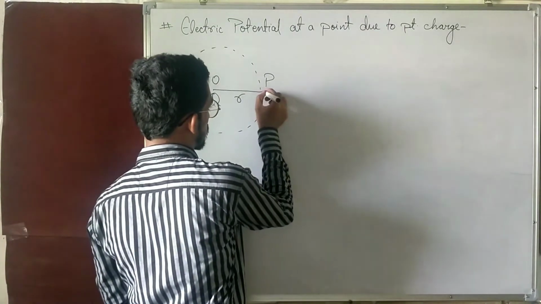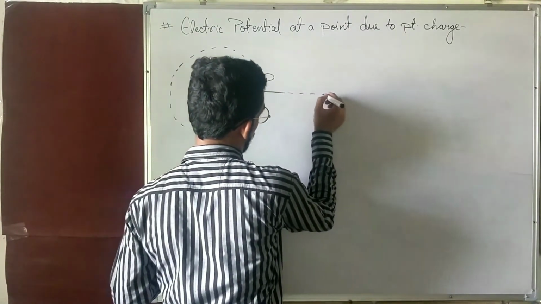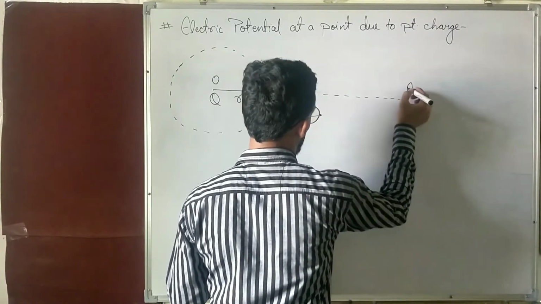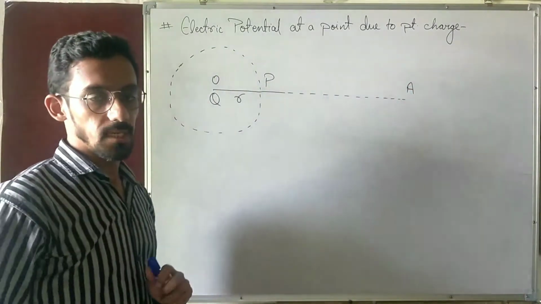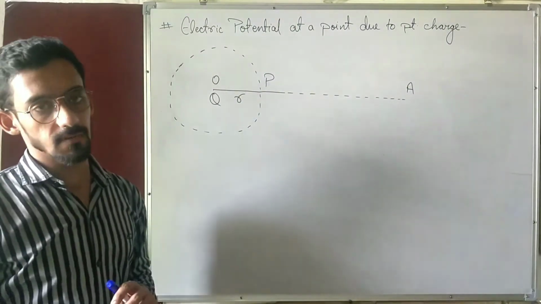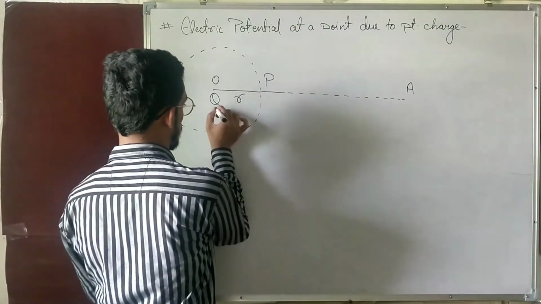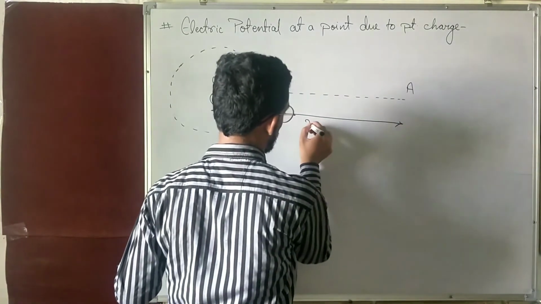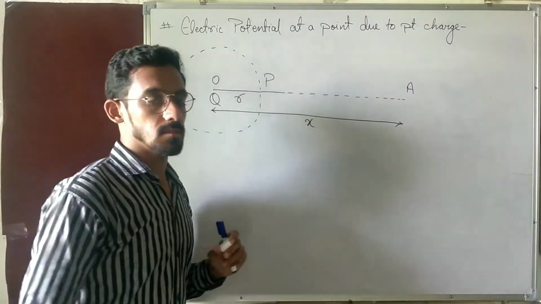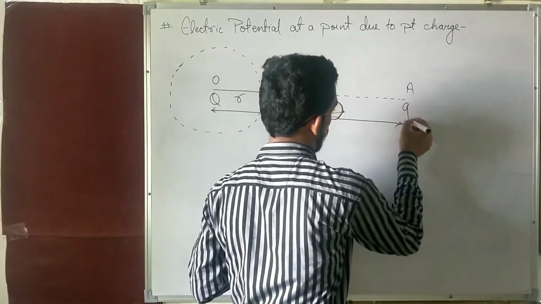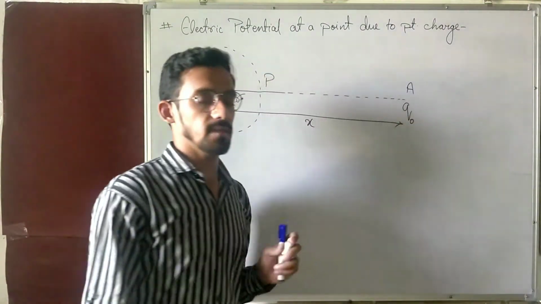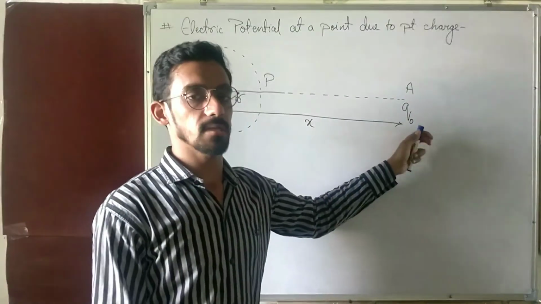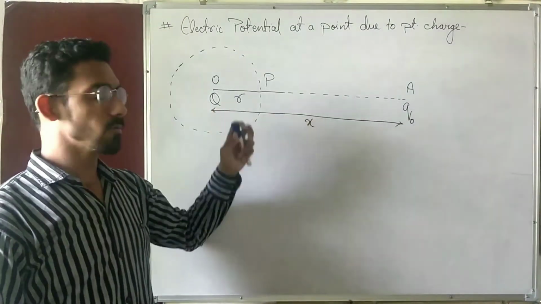So suppose we have to bring a charge from infinity, that is from a far away point A to P. So what will be the potential difference? What will be the potential at that point? Let us consider this distance as x. First of all the charge is placed at point A, and we have to take this charge from A to P.